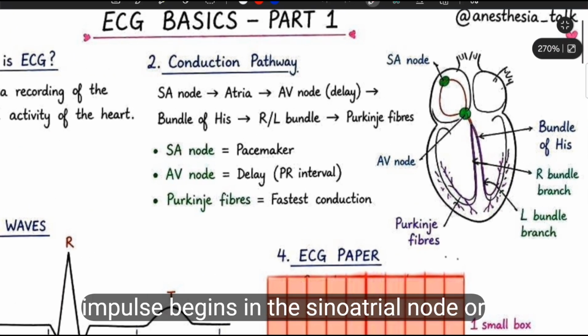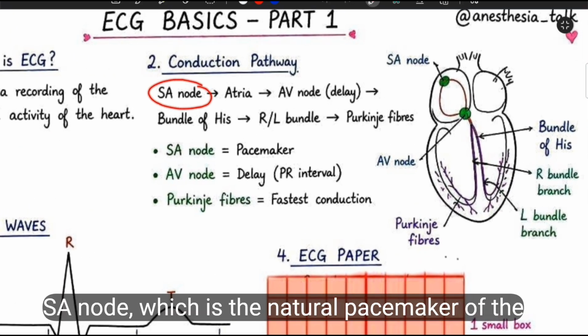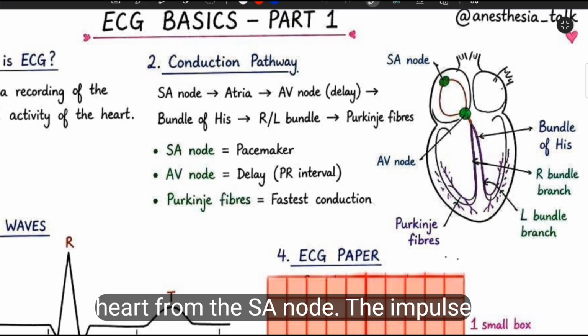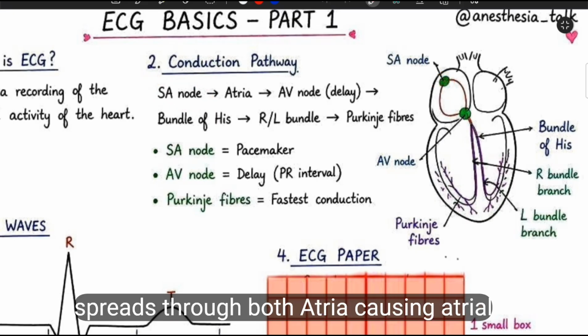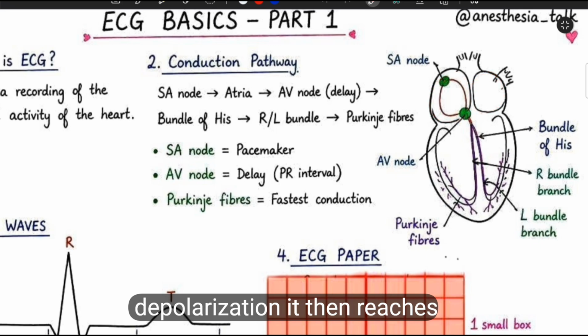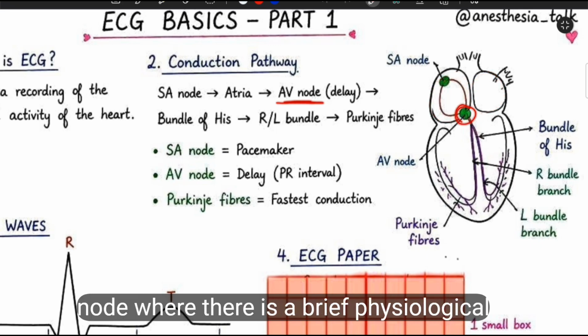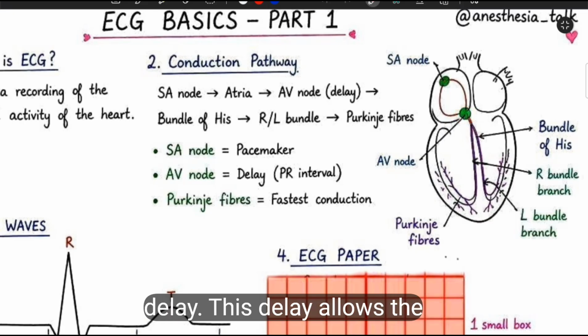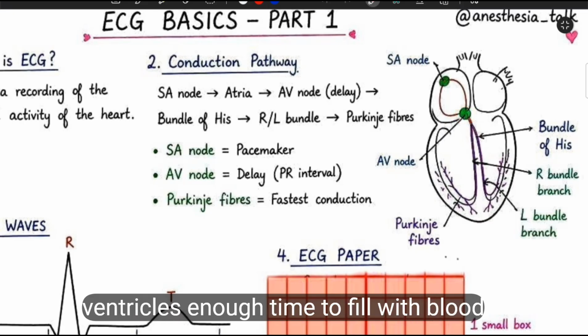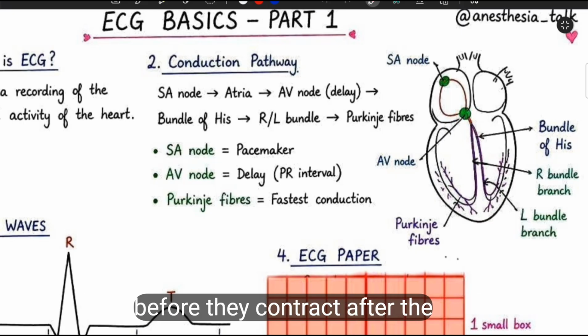The impulse begins in the sinoatrial node, or SA node, which is the natural pacemaker of the heart. From the SA node, the impulse spreads through both atria, causing atrial depolarization. It then reaches the atrioventricular node, or AV node, where there is a brief physiological delay. This delay allows the ventricles enough time to fill with blood before they contract.